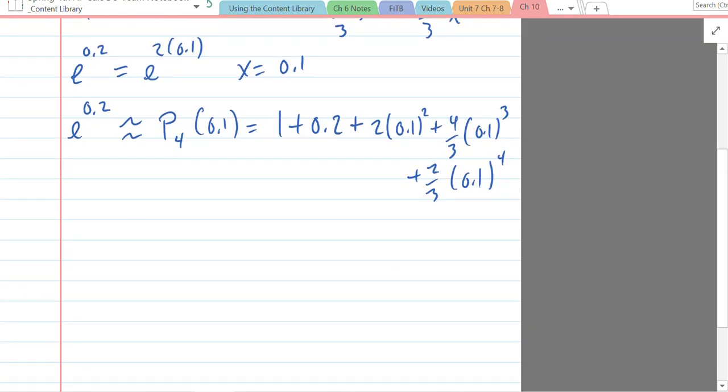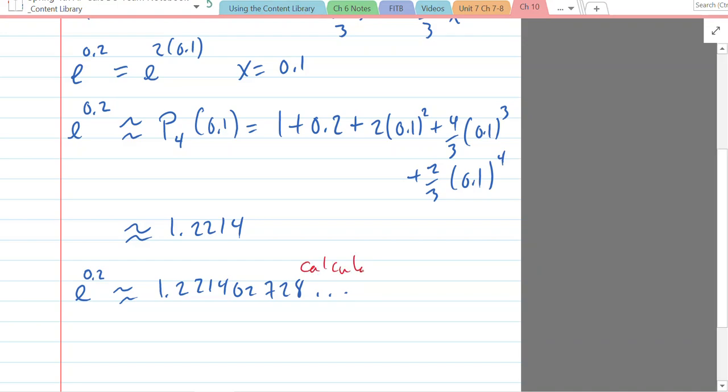And when you add that all up, it's approximately 1.2214. If you plug that into the calculator, e to the 0.2 is about 1.221402758. Look how good this approximation is. This approximation is good to 4 decimals, and we only had 4 terms. That's pretty good.